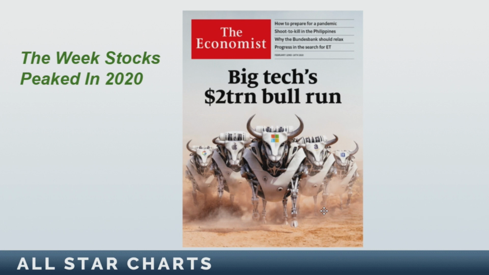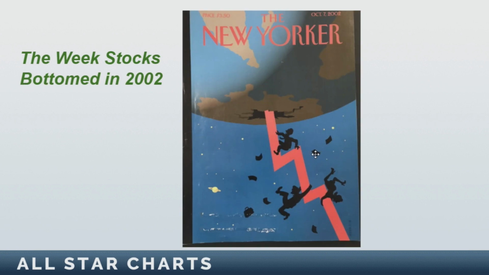And then, of course, classic The Economist, the best. The week stocks peaked, they came out with their brilliant cover of Stampeding Robot Bulls. I mean, man, does it get better than that? Needless to say, we were already shorting tech by the time this cover came out, so it was pretty funny to add on to that.